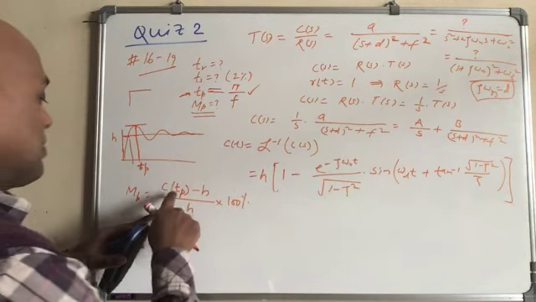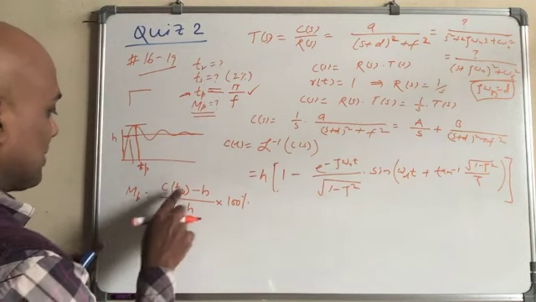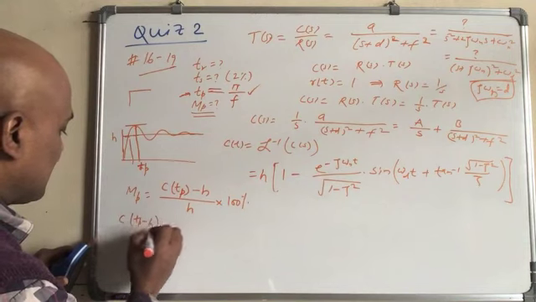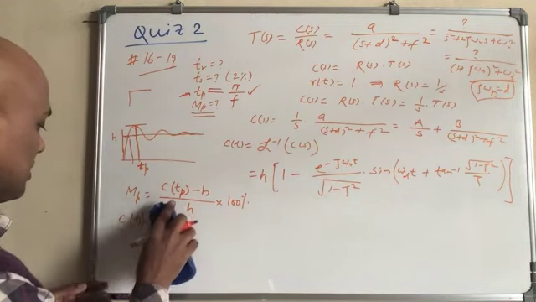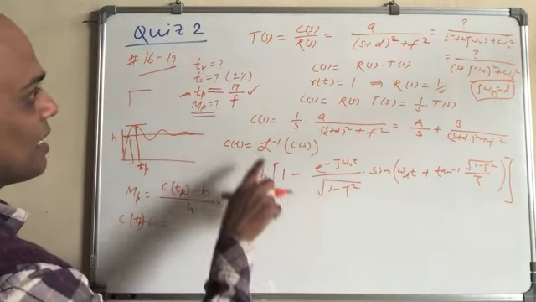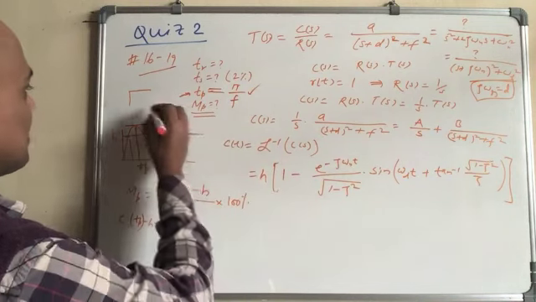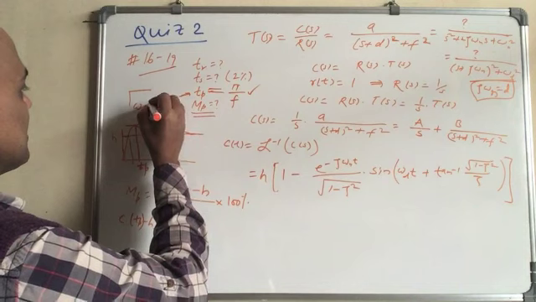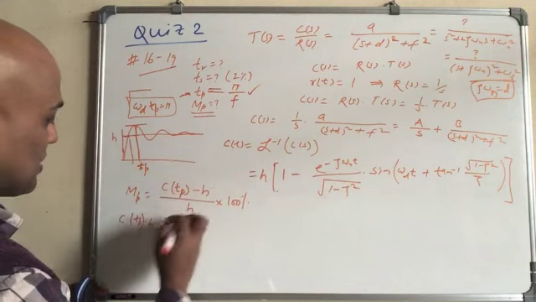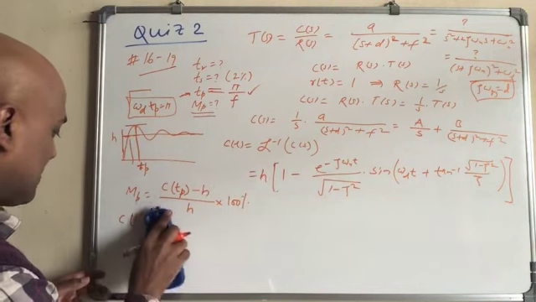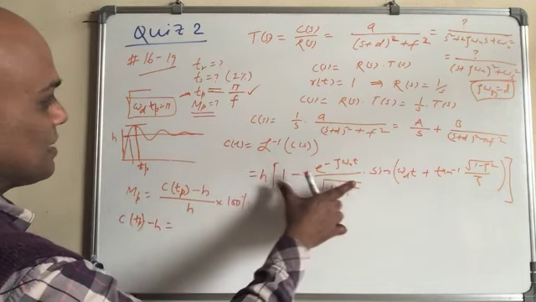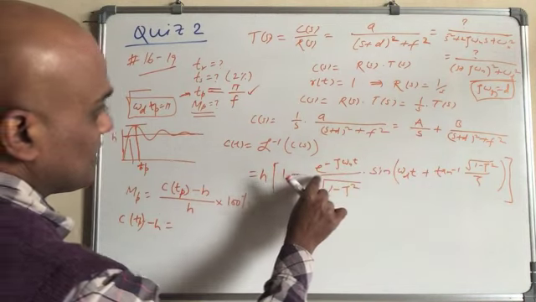So this we can first find out, C of tp minus H, and that will be equal to. So we know that earlier, omega d times tp equal to pi, right? So this we know. So we put that value in C of tp minus H. So C of tp is this one minus H, so you get just minus this value.